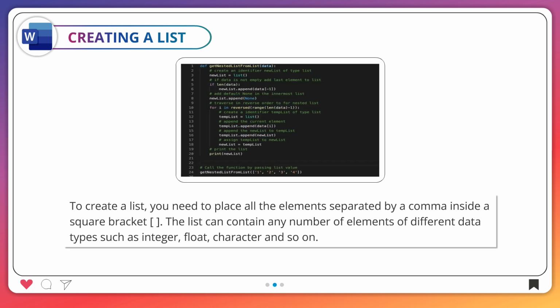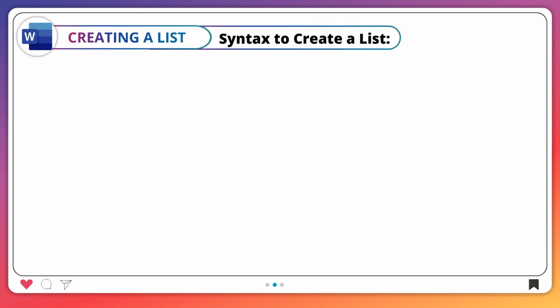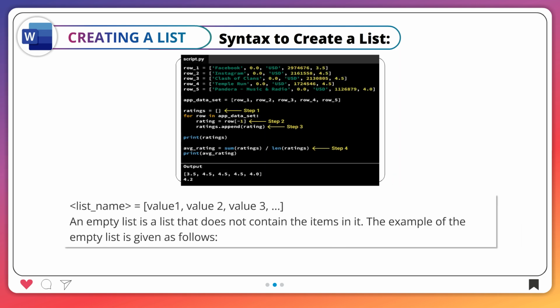To create a list, you need to place all the elements separated by a comma inside a square bracket. The list can contain any number of elements of different data types such as integer, float, character, and so on. Syntax to create a list: list_name = [value1, value2, value3, and so on].